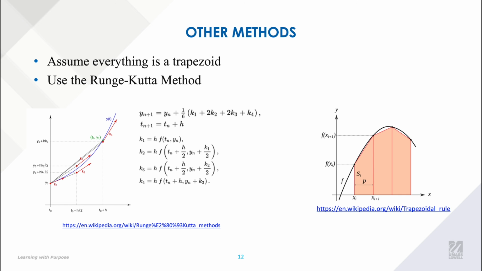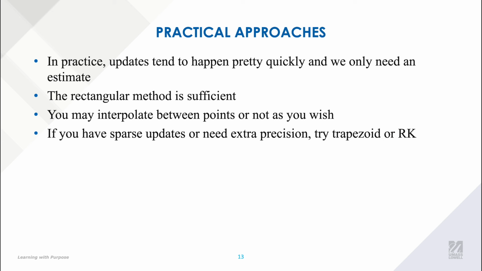So in summary, in practice, our updates tend to happen pretty quickly. On the DuckyBot, most updates will be about every 1/10 of a second or so. So that's fast enough that we don't really need to care about acceleration, deceleration, that sort of thing, because it's not going to be that much of a difference over a 1/10 of a second. So we tend to use the rectangular method, or maybe the trapezoidal method if you really want to.